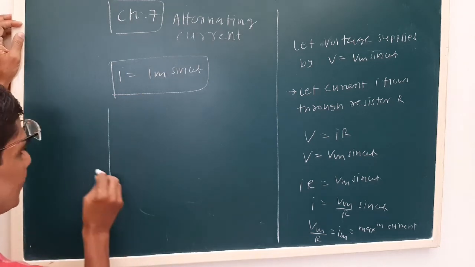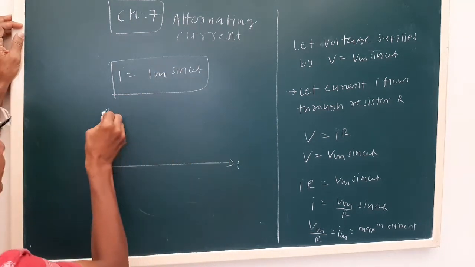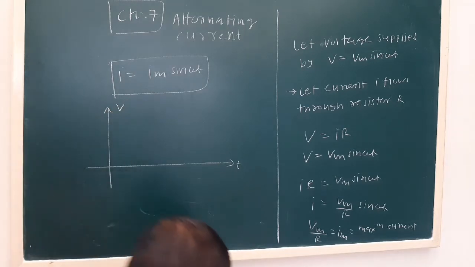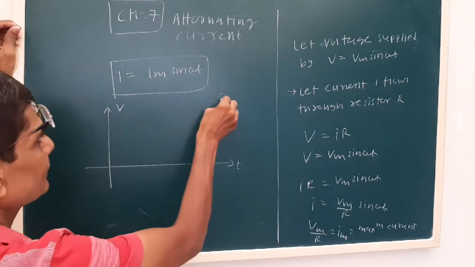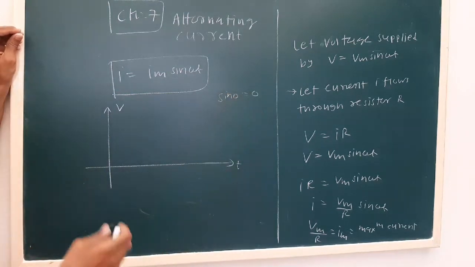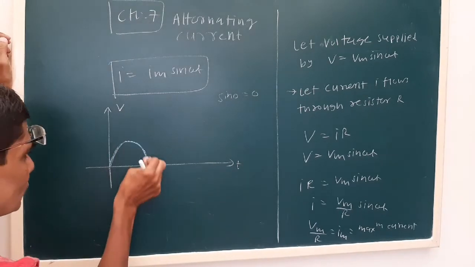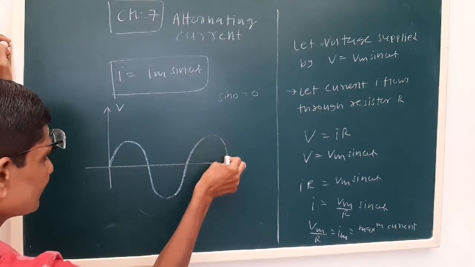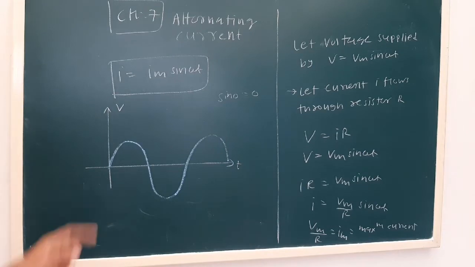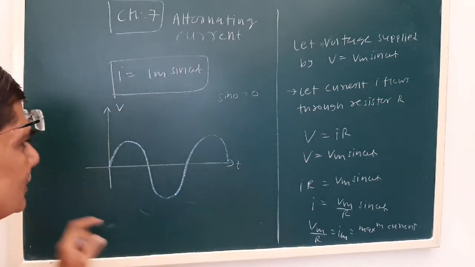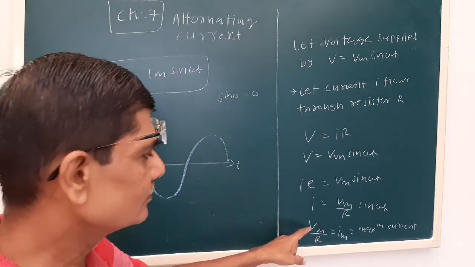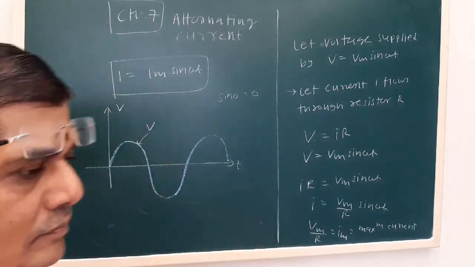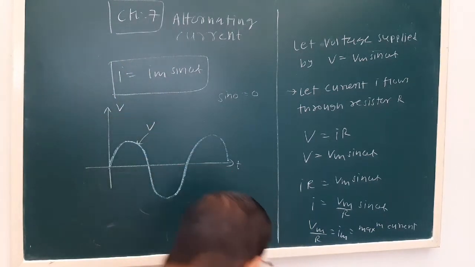Now see the voltage and the current. Let us say this is the voltage supplied. Here we have to assume a sine type voltage. Now we know sine 0 is 0, so at t equal to 0 the voltage will be 0. Now Im is Vm by R, so the current also will be a sinusoidal current.